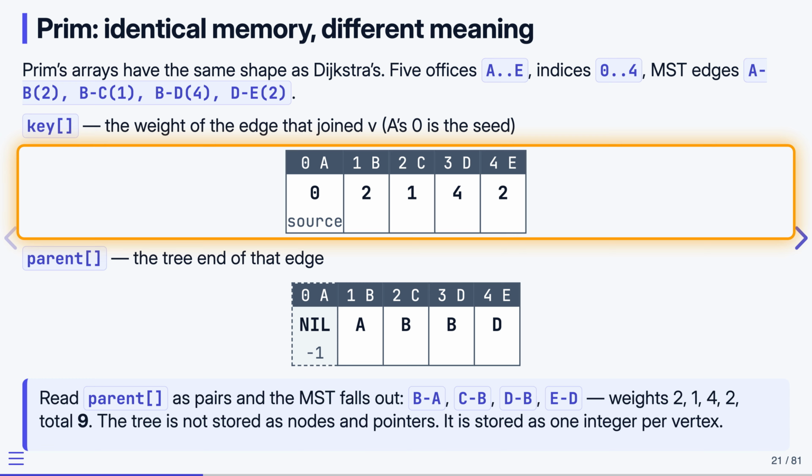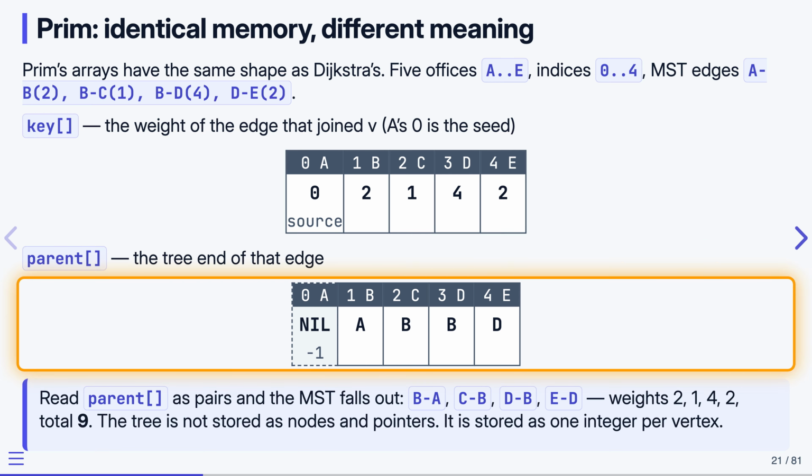Dist was the length of a whole path from the source. A key is the cost of one single edge, the cheapest edge that can join that office to the tree we are growing. And once an office joins, its key stops changing. It keeps the weight of the edge that brought it in. That is what you are looking at here, the finished state.